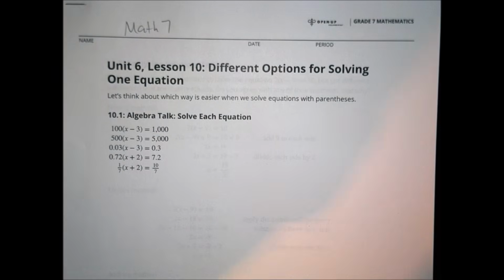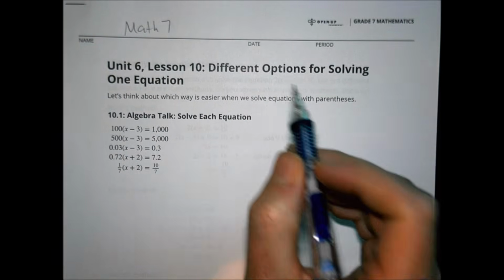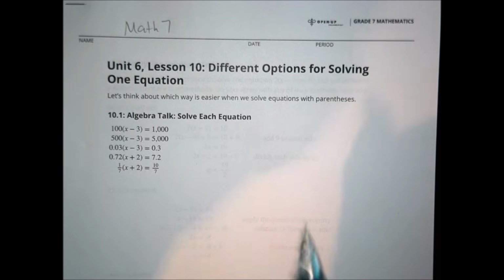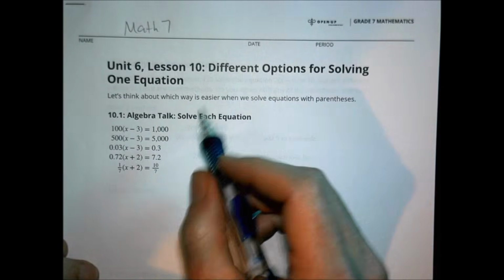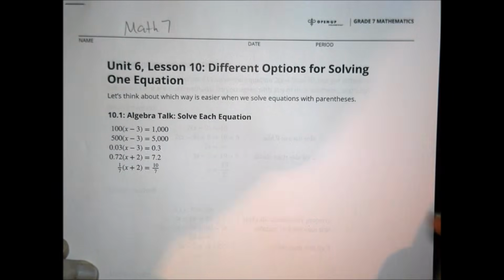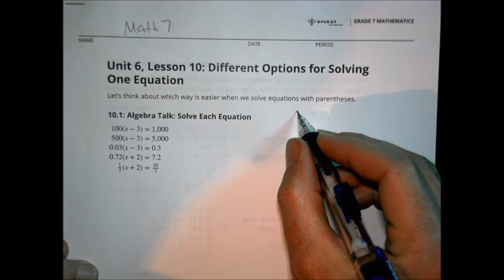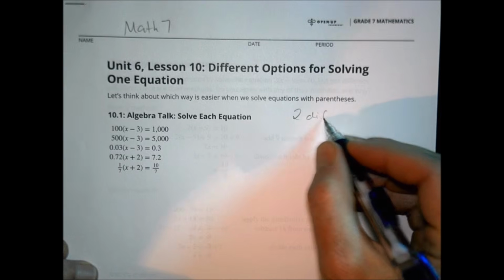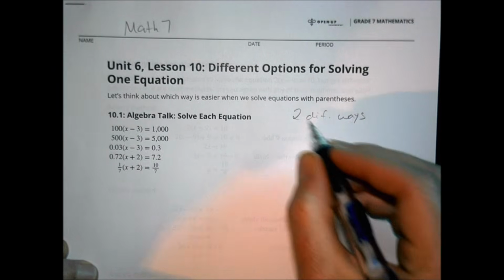Hi there, this is Math 7, Unit 6, Lesson 10, called Different Options for Solving One Equation. Today we're going to talk about the different ways we can go about solving equations with parentheses. Essentially, there are two different ways to go about doing this.